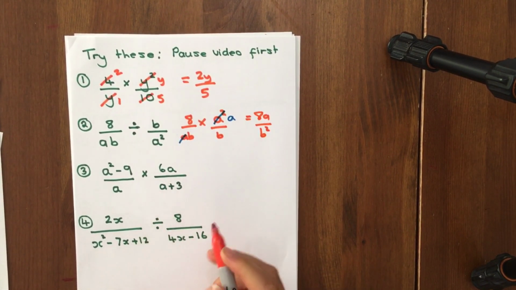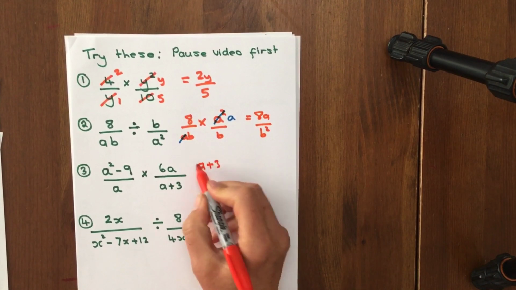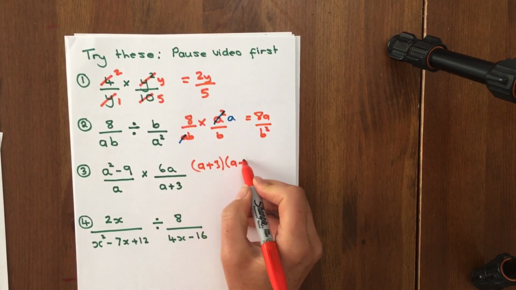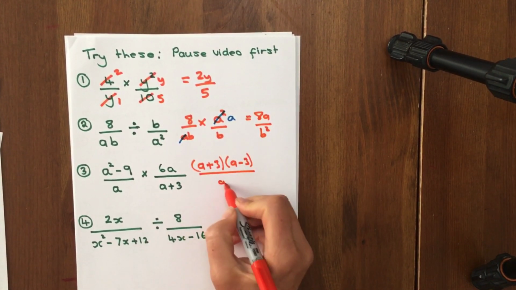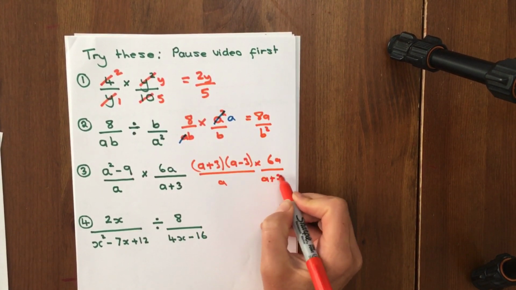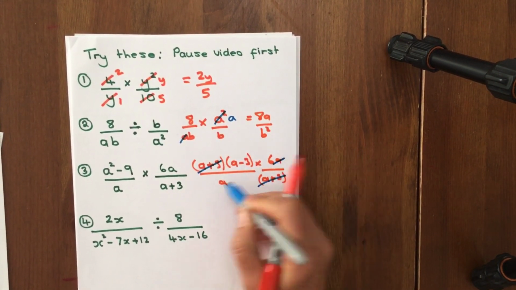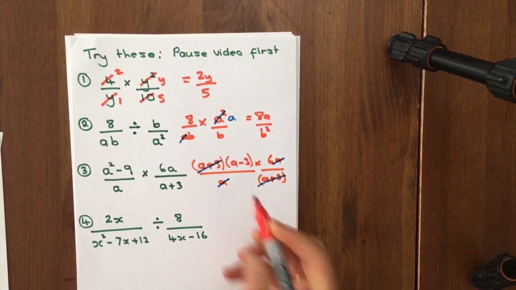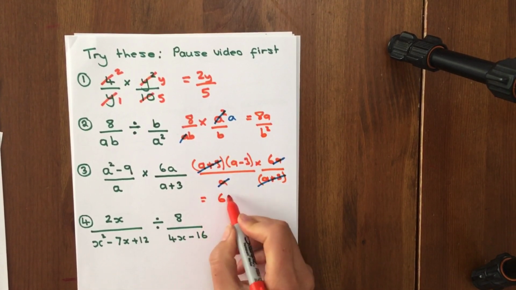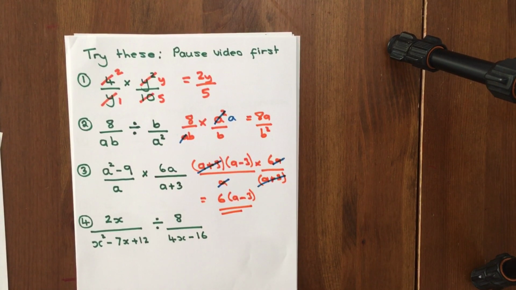Okay, multiplication, so I'm just going to factorise everything. A plus 3, a minus 3 over a times 6a over a plus 3. Cancel tops and bottoms, and I'm just left with 6a minus 3 on the numerator. Last one.